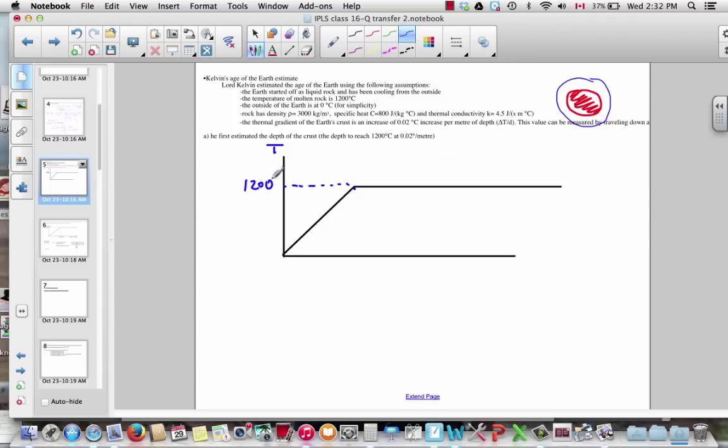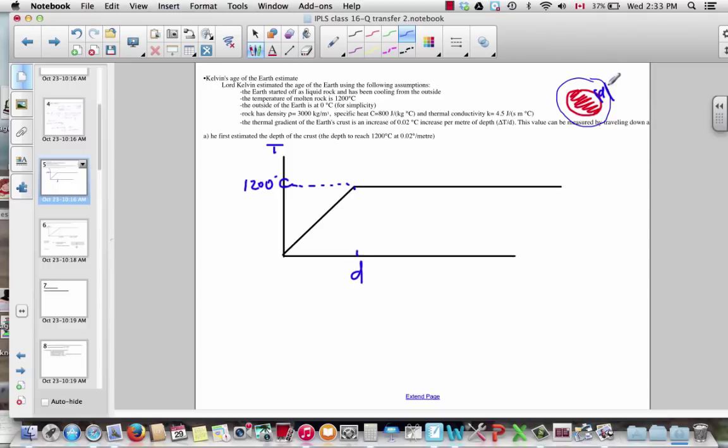He also knew from coal mines that the temperature dropped at about 2 degrees per 100 meters. So that's about 0.02 degrees per meter. So based on that, he was able to work out what the depth was, or what the thickness of the crust is right here. That's D.